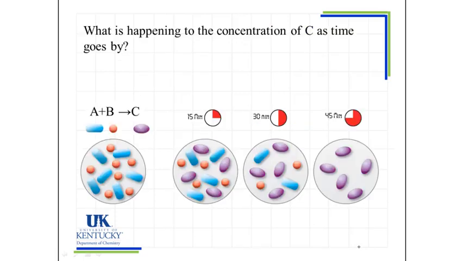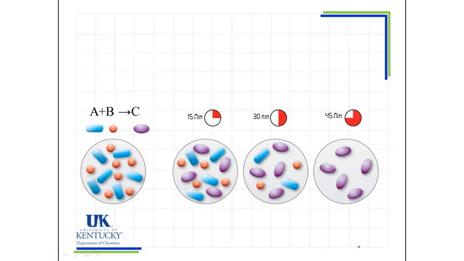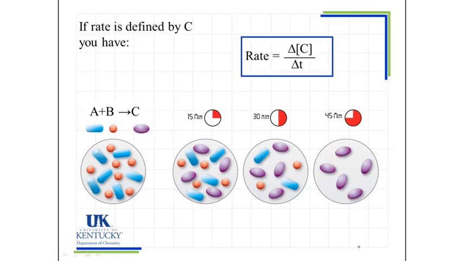Now let's look at C. C is our product. What's happening to it as time goes by? Well, it is increasing. We're getting more and more of it. So if we're monitoring the rate of the reaction in terms of C, we are not going to have that negative sign in there. We can just do the change in concentration of C with respect to time. No negative sign is needed.